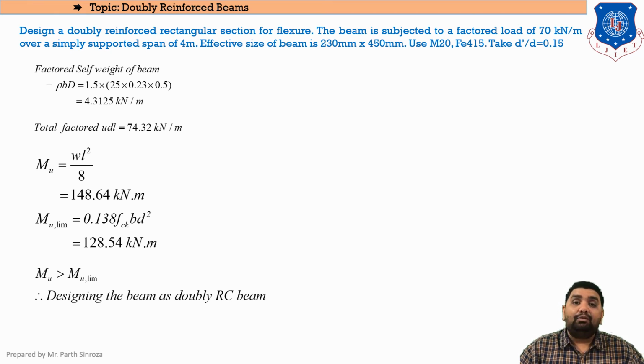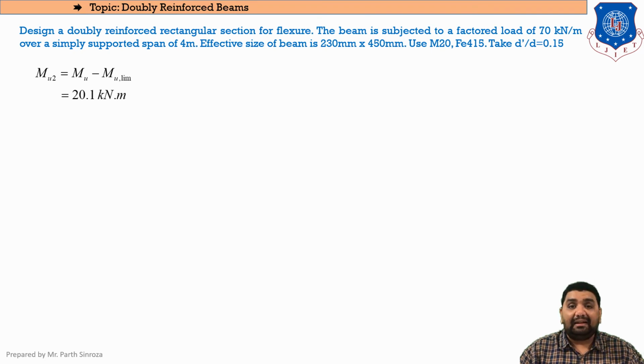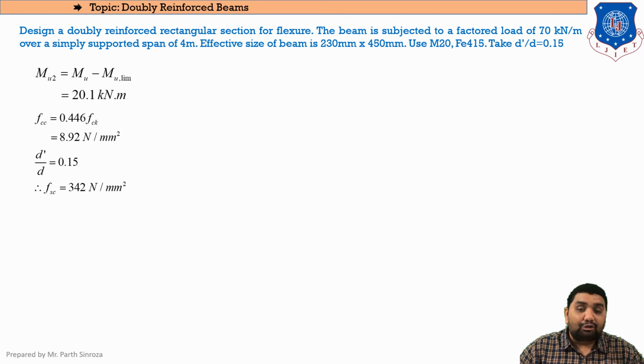The remaining step will be to find the value of the steel content, that is Asc and Ast. To find the value of Asc, the first thing required is the value of fcc and fsc. For that we'll be requiring the value of Mu2. Mu2 will be Mu minus Mu lim, so that value comes out to be 20.1 kilonewton meter. fcc will be 0.446 fck, that comes out to be 8.92 Newton per mm square.